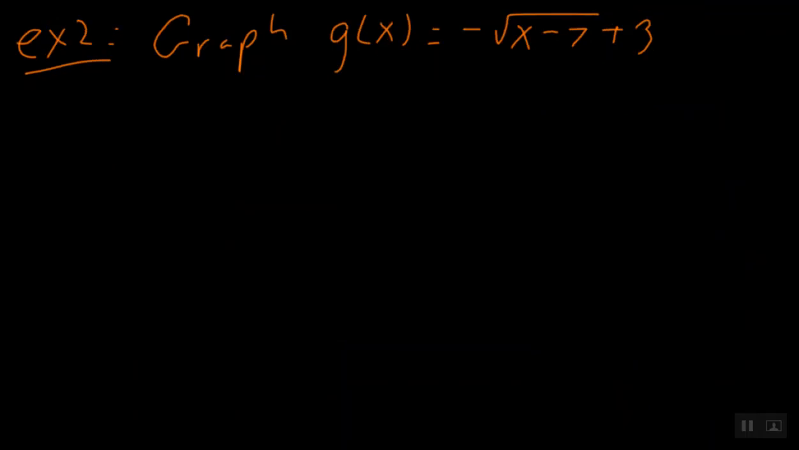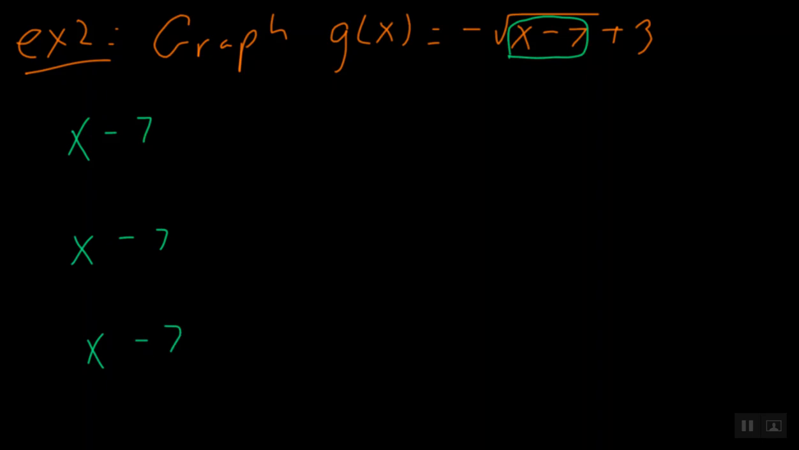Okay, here's example 2. Graph g of x, which is equal to negative square root of x minus 7, plus 3. Even though there's a negative out in front, it really doesn't change anything. I know that I want to start by taking a look at that x minus 7, and I'm going to write it 3 times because we need to know 3 x values.